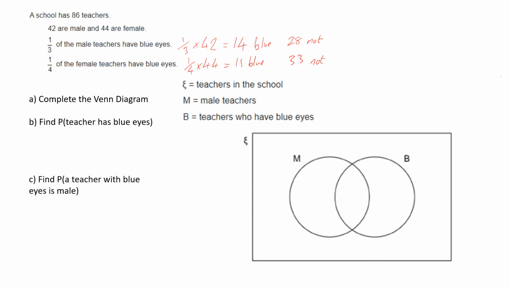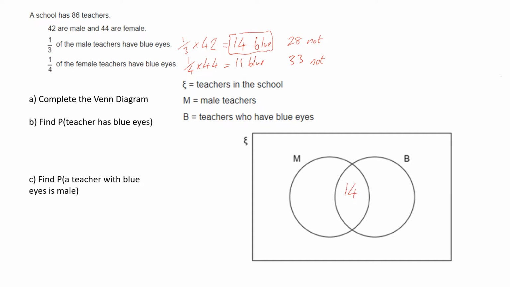Okay, now let's actually look at the question. We want to complete a Venn diagram, so we want to put this information into this table. M is going to stand for male teachers, and B is teachers who have blue eyes. So maybe the point that we'd start with is the middle. That is people that are teachers that are male and have blue eyes. So that's our 14 that we worked out over here.